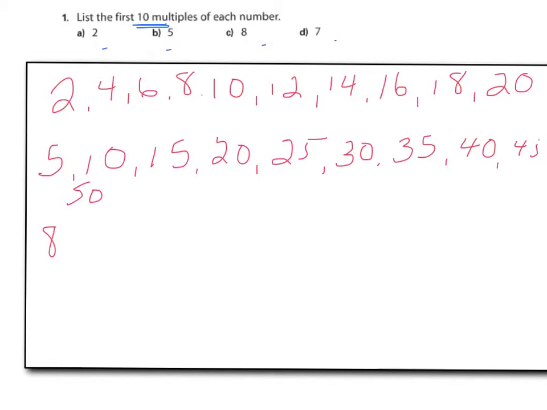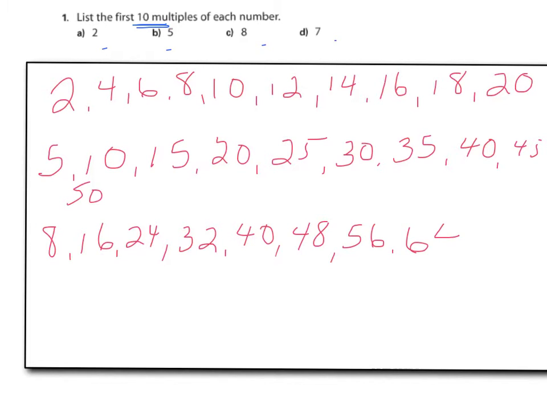Multiples of 8. 8 times 1 is 8, 8 times 2 is 16, 8 times 3 is 24, 8 times 4 is 32, 8 times 5 is 40, 8 times 6 is 48, 8 times 7 is 56, 8 times 8 is 64, sorry I missed 8 times 8, 8 times 9 is 72. And of course 8 times 10 is 80.